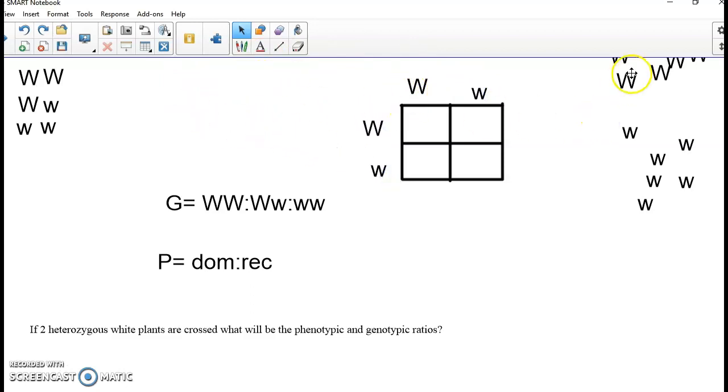So this first box, we're going to do our big W's here. Big W. Now, one thing I want to point out while I'm doing this is the dominant is always going to go in front. The big letter is always going to go in front. So here we have little w, little w. Notice I put them on the right side here because I know that the big W is going to come in front of it.